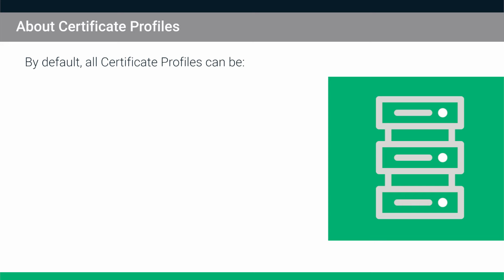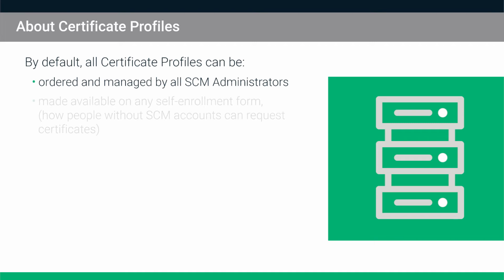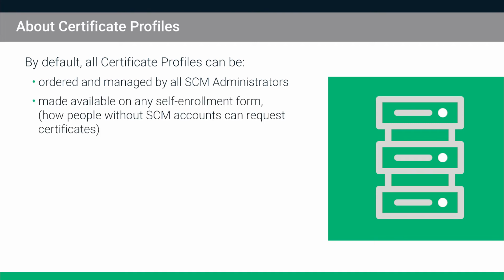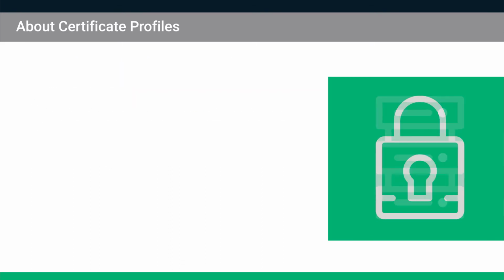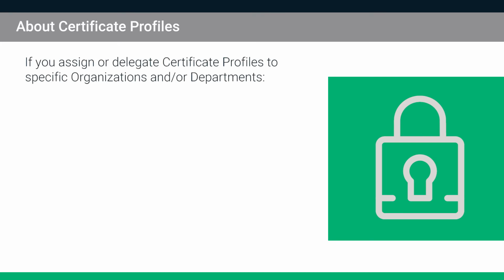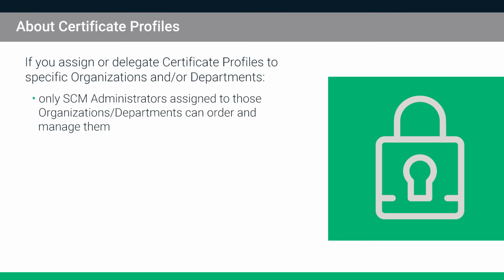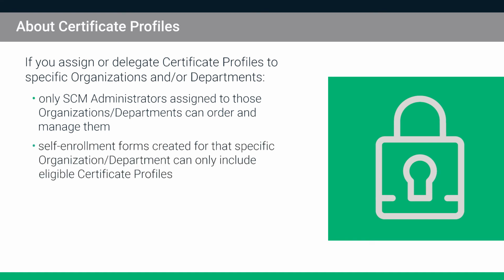By default, all certificate profiles can be ordered and managed by all SCM administrators. Similarly, by default, all certificate profiles can be made available on any self-enrollment form, which is how people without SCM accounts can request certificates. However, if you assign certificate profiles to specific organizations and/or departments, only SCM administrators assigned to those organizations or departments can order and manage them. Similarly, self-enrollment forms created for that specific organization or department can only include eligible certificate profiles.